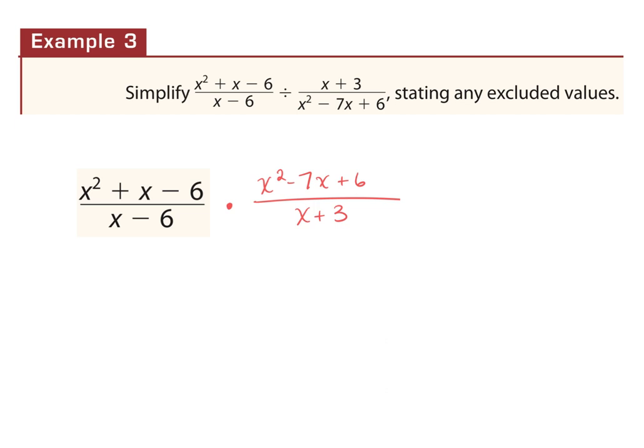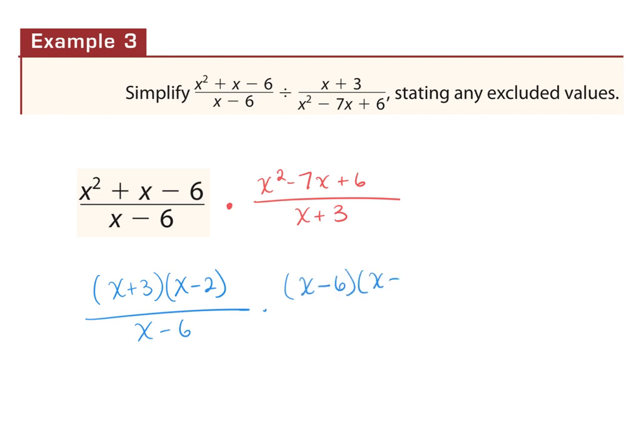So factors of negative 6 that add to give you positive 1. We're going to have a positive 3 and a negative 2. This doesn't factor, so that's done. Over here, factors of 6 that add to give you 7. And then this guy doesn't factor.